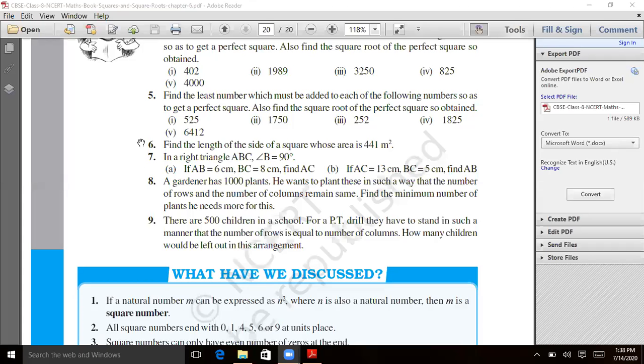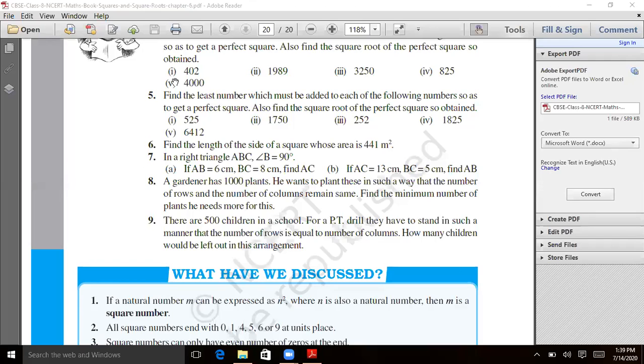See question 9 here. There are 500 children in a school. For a PT drill, they have to stand in such a manner that the number of rows is equal to number of columns. Again, the students are here. उनको इस तरह से खड़ा करना है कि number of rows columns equal हो. Total children 500 हैं. How many children would be left out in this arrangement? Here you are to tell how many children will be left. कितने बच जाएंगे? So that means what you are to tell here? What should be subtracted? कितने बच जाएंगे?